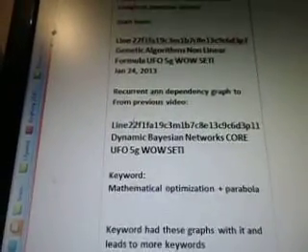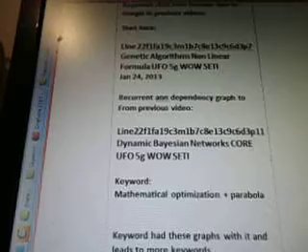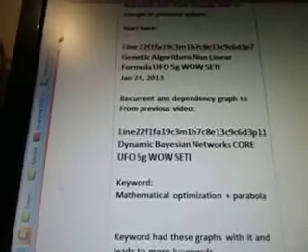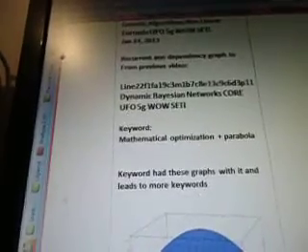Line 22f1fa19c3m, 1b7c8e13c9c6d3p12. Dynamic Bayesian networks core UFO 5G Wow Seti. So that talks about the networks of the engine, okay?